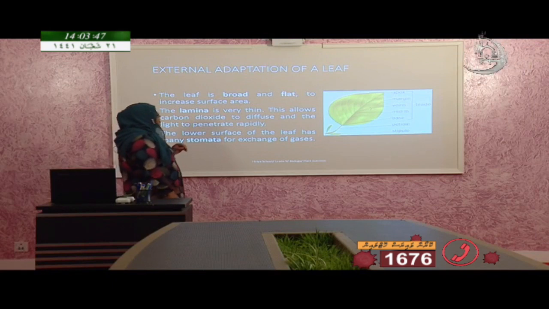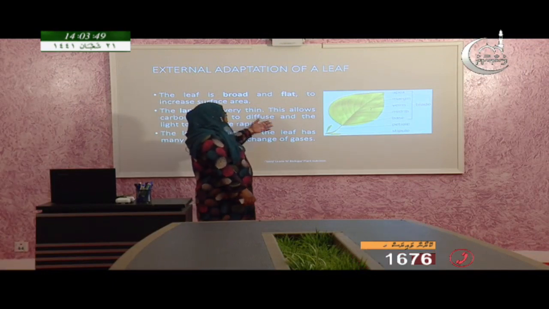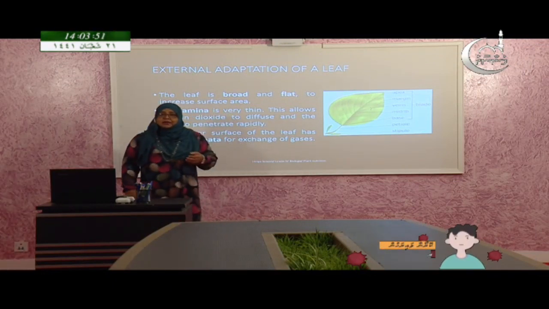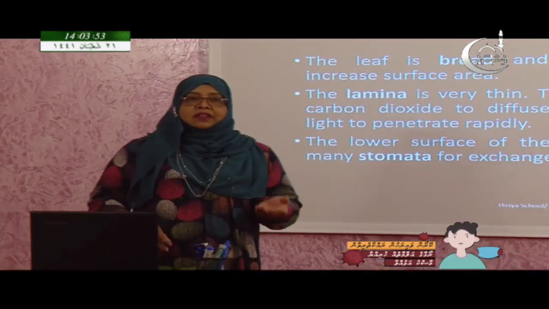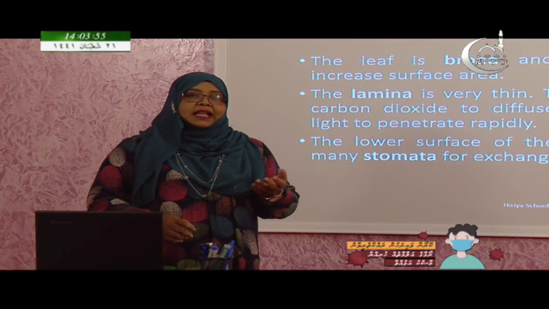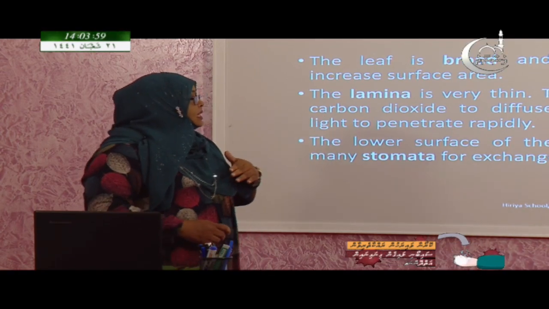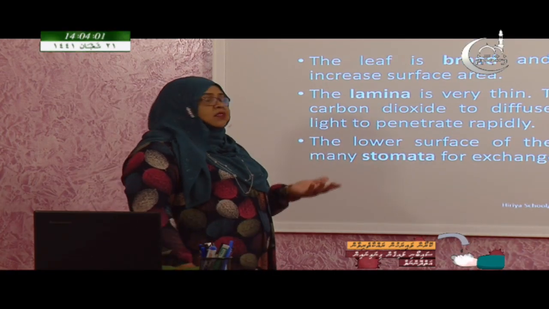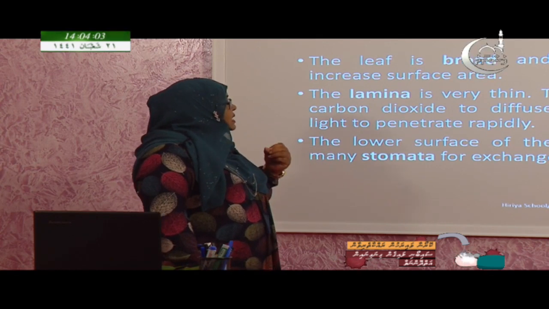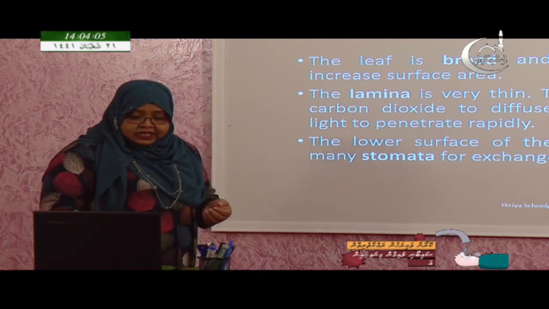Now, before going to the external adaptation of a leaf, we should know in a plant which is the organ which is undergoing photosynthesis. Plant has two parts, the shoot and the root. Shoot consists of the leaves. So, leaf is the major organ in which photosynthesis takes place. So, let us go through the external structure of leaf.